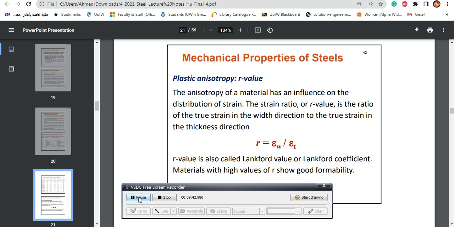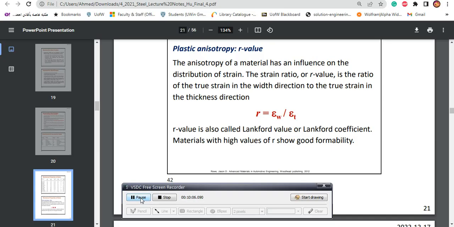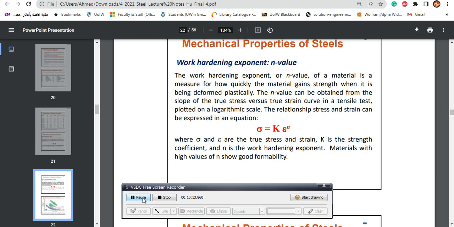Anisotropy means basically the strength is dependent on the direction of the grain, which is calculated by the ratio of the width divided by the ratio of the thickness. Wood is an example. The R value is also called the Lankford value. High R equals good formability. N is the work hardening exponent, which measures how quickly the material gains strength when deformed plastically.